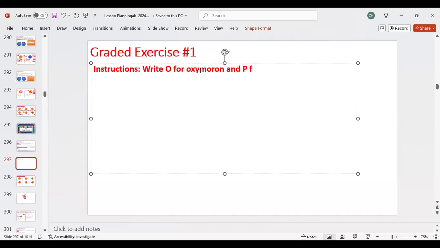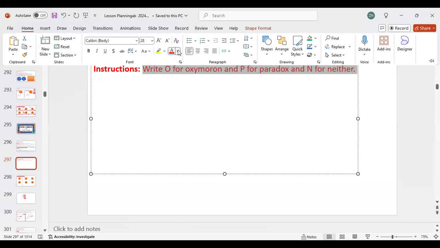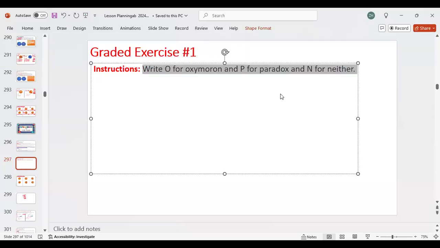And P for what? Paradox. Write this down in your book. And N for neither. I can see if you all know the difference right now. Write O for oxymoron. Write P for paradox. And write N for neither. All right. So let's go ahead and do that.